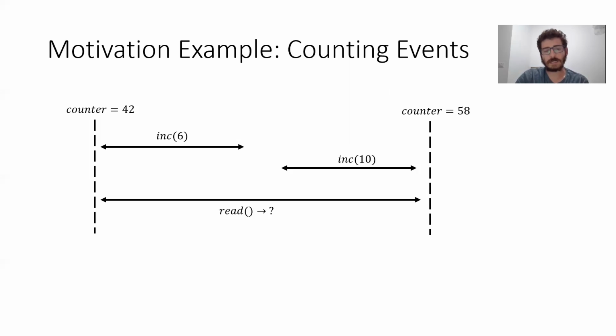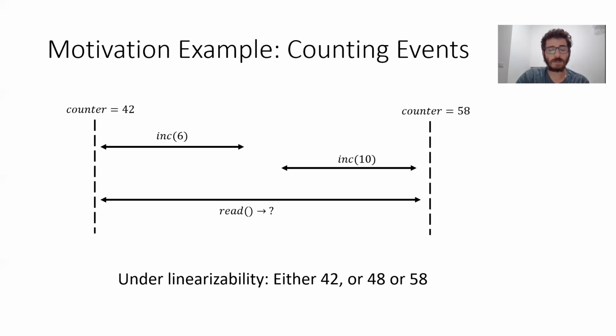Under linearizability, what we basically do is take each operation and boil it down to a single point in its execution. So under linearizability, the read can either happen before both increments, returning 42, in between the two increments, returning 48, or after both increments, returning 58. But what the system really wanted to do is know whether or not it needs to spin up another server. Well, we can see that we end at 58. Therefore, we know that another server will indeed be needed.